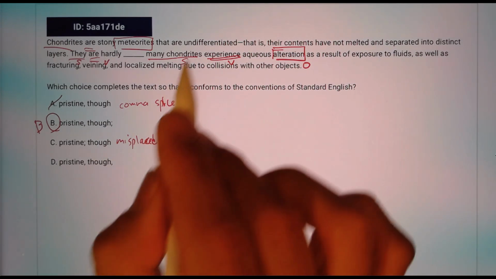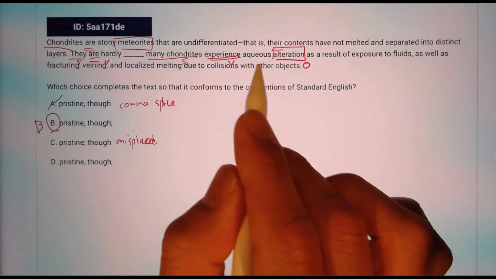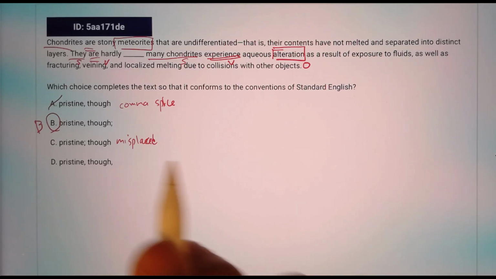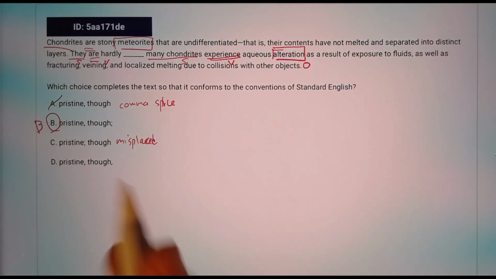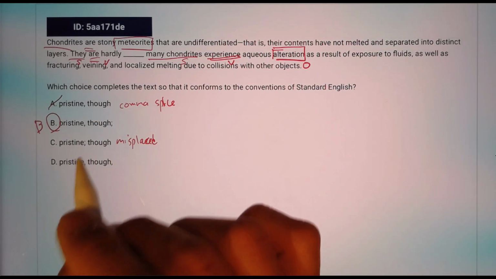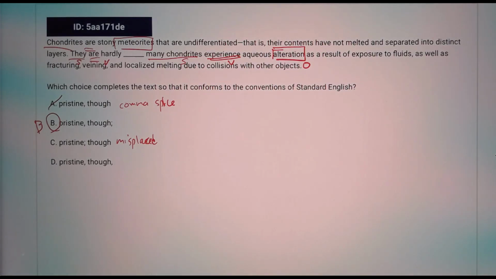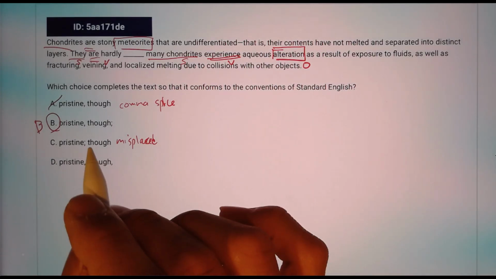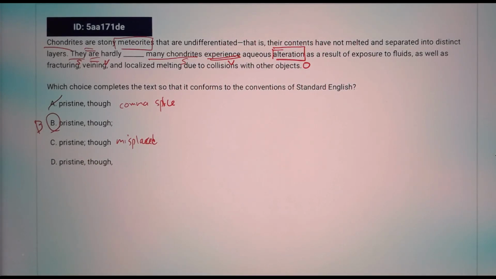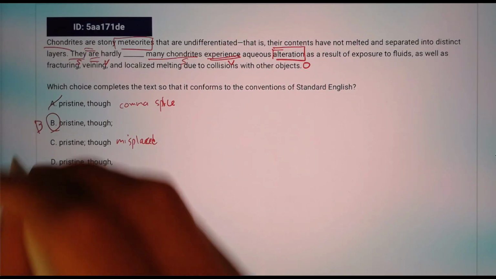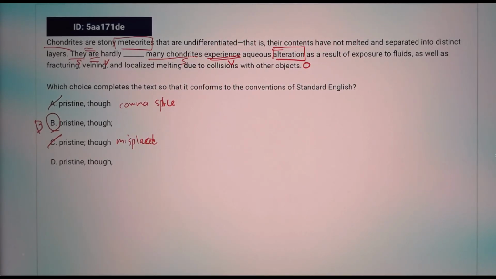When you say "though many chondrites experience," we're not seeing any other independent clause. Because if you have a semicolon, we need an independent clause after and before. If you say "though many chondrites experience aqueous alteration," you just made a dependent clause, and I'm not seeing an independent clause after. So also, because of that, it's incorrect.